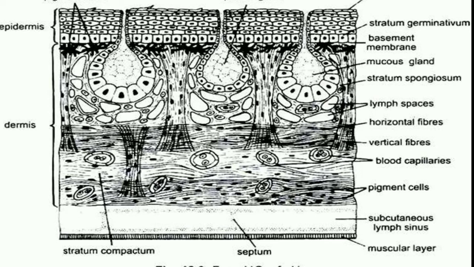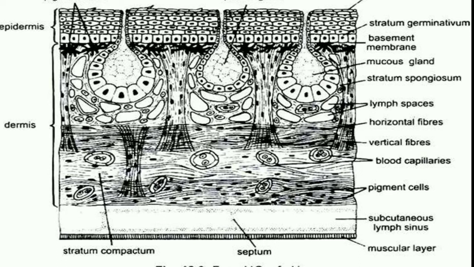So just see the structure of frog skin. Frog skin contains two layers, the upper epidermis and the lower dermis. Epidermis, just like in other vertebrates, is made up of stratified epithelium. Stratified means it is made up of many layers. The lowermost layer is called stratum germinativum, and this lowermost layer rests on a basement membrane. This layer keeps on dividing, and by its division it produces new cells.